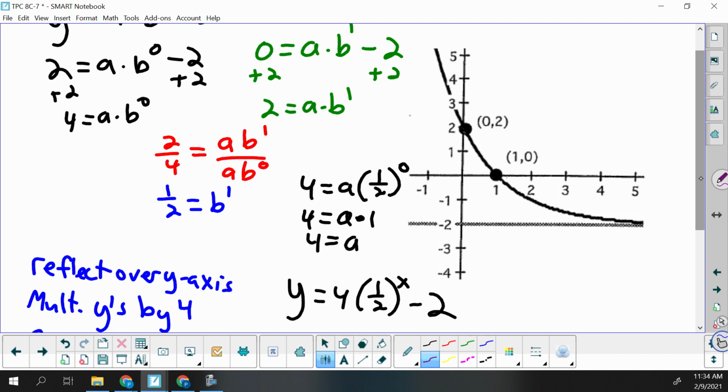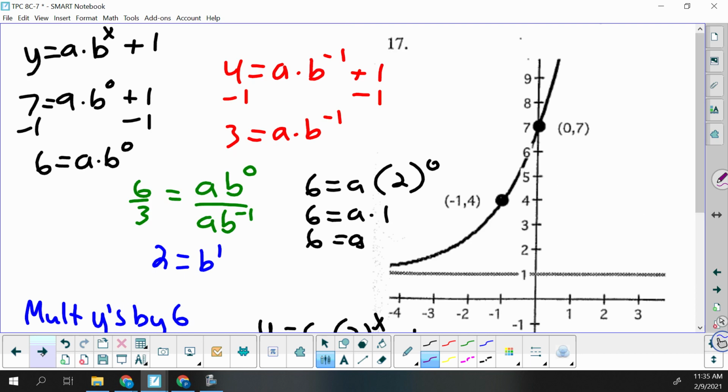And if in the directions it said we were comparing it to 2 to the x, so the 1/2 causes that to be a reflection over the y-axis, because it would really be a 2 to the -1. 4 can either be multiply the y's by 4 or vertical stretch by a factor of 4, and the -2 is a shift down 2.